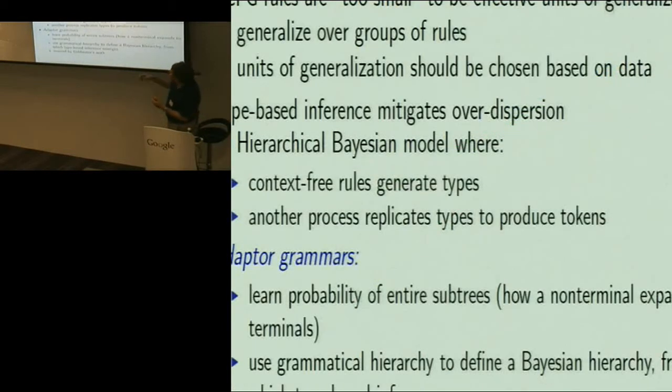So anyway, here what we've identified is 2 problems with the standard independence assumptions inside of PCFGs and HMMs, right? So one is that the rules often tend to be too small to be effective units of generalization. So you really want to generalize over groups or entire subtrees. And the second problem is that sometimes you want to be able to dampen frequency variation. You want to be able to do type-based inference rather than token-based inference.